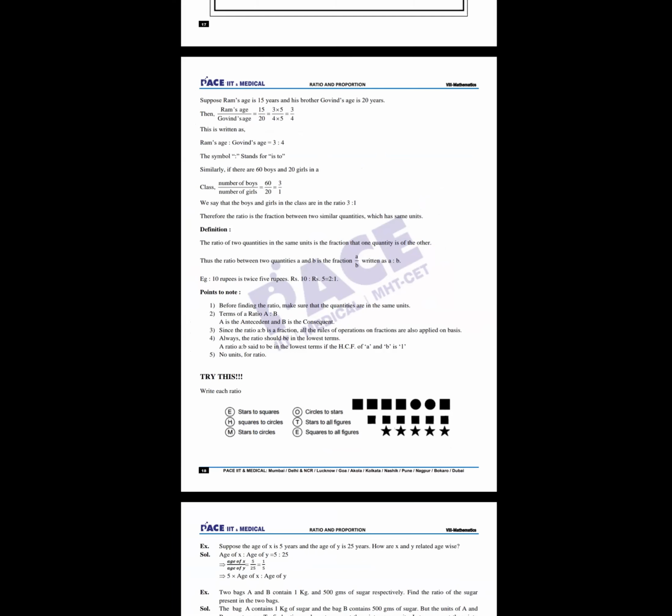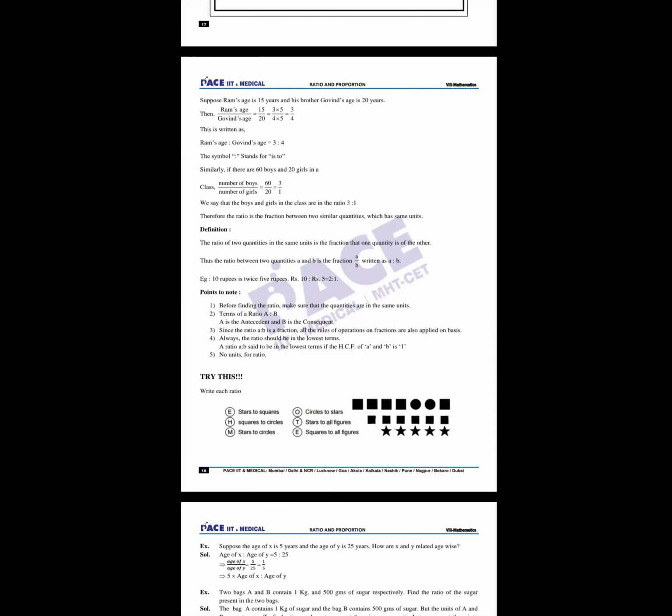Aradhya asks: one unit is meter and the other is kilometer, so can we represent it as a ratio? No, you have to first convert them into the same unit. Either convert kilometer into meter or meter into kilometer. The unit should be the same for both the numerator and the denominator. Okay, sir, thank you. Welcome.